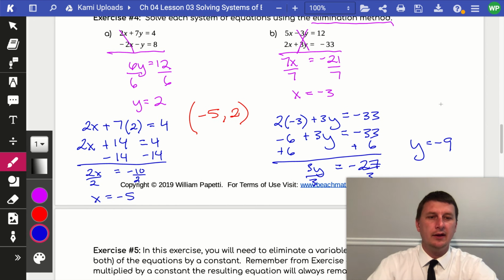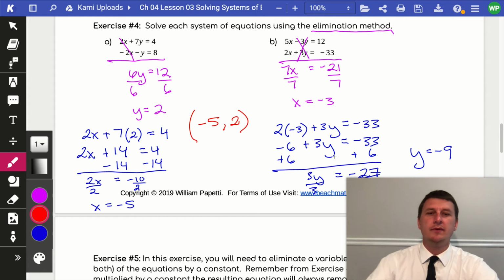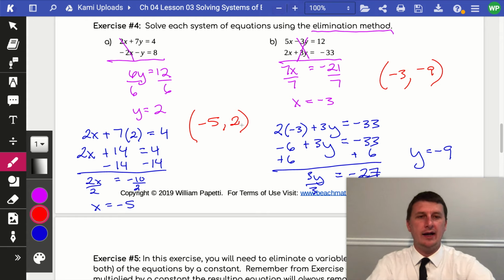Which means the point that makes both of these equations true is the point, well, x is negative 3 and y is negative 9. So negative 3, negative 9 is my solution to this system of equations that I solved by elimination.